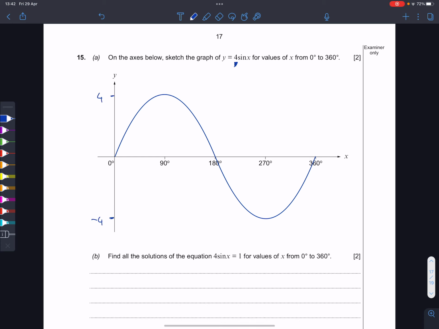Now, if you're not certain, what you can do is to put in your values of 0, 90, 180, 270, 360 into here. And if you do 4 sine 0 into your calculator, it will give you 0. If you do 4 sine 90, so this one, into your calculator, it will give you 4, and so on and so on. So you can always check with your multiples of 90.